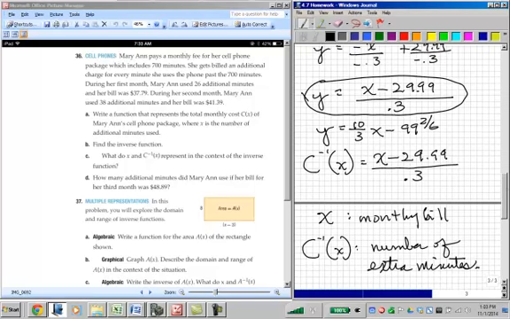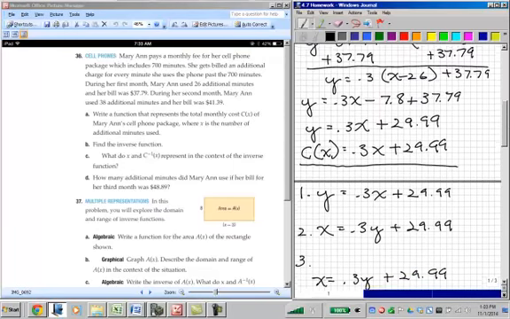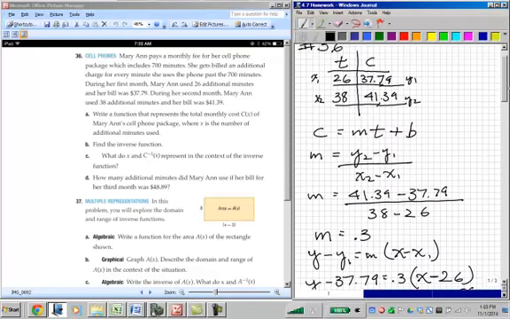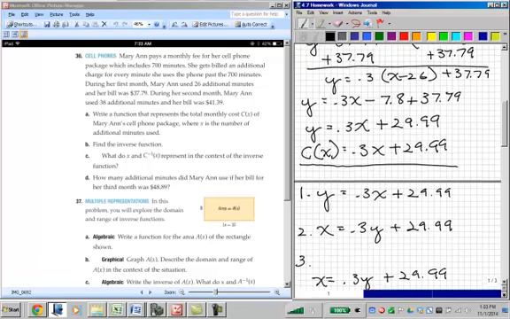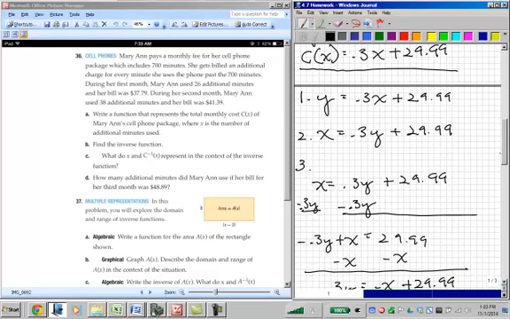All right, let's review this. Let's go back to the beginning. Getting the equation was pretty straightforward. Once we identified the ordered pairs, we ended up with a function, c of x, the monthly bill, equals 0.3x plus 29.99, where x is the number of additional minutes. Now we were going to find the inverse of the monthly bill. So we substitute y for c of x. Then we swapped y and x.